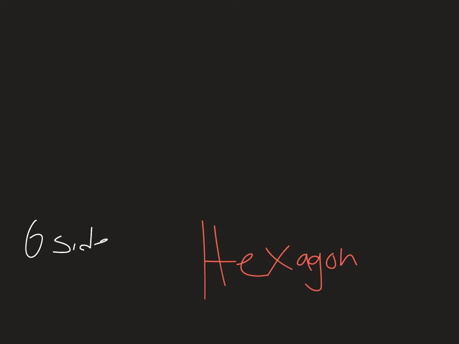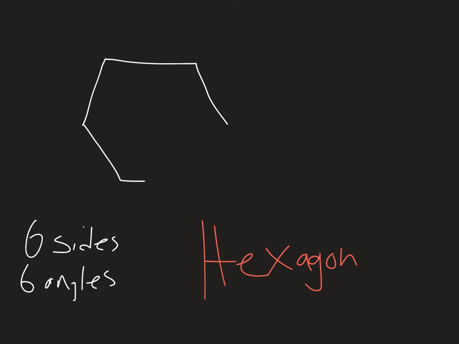The last shape we're going to look at today is a hexagon. Hex means 6. So hexagons have 6 sides and 6 angles. A hexagon, when it's regular, looks kind of like this. And we have 1, 2, 3, 4, 5, 6 sides. 1, 2, 3, 4, 5, 6 angles.